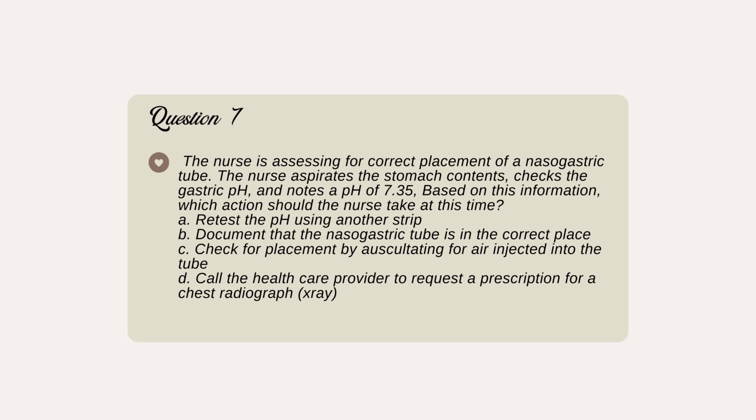Last question. The nurse is assessing for correct placement of a nasogastric tube. The nurse aspirates the stomach contents, checks the gastric pH, and notes a pH of 7.35. Based on this information, which action should the nurse take at this time? A. Retest the pH using another strip. B. Document that the nasogastric tube is in the correct place. C. Check for placement by auscultating for air injected into the tube. D. Call the healthcare provider to request a prescription for a chest radiograph, X-ray.